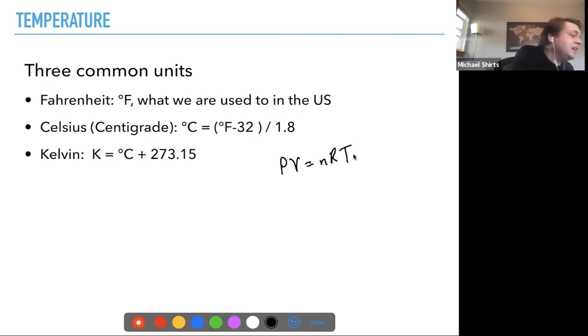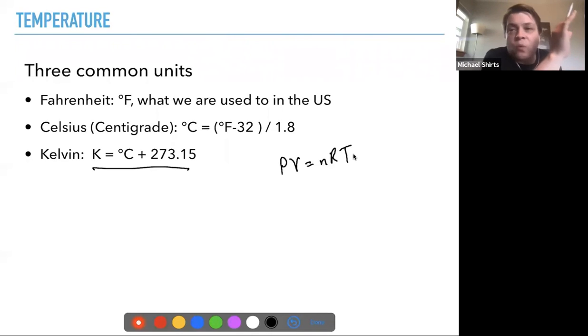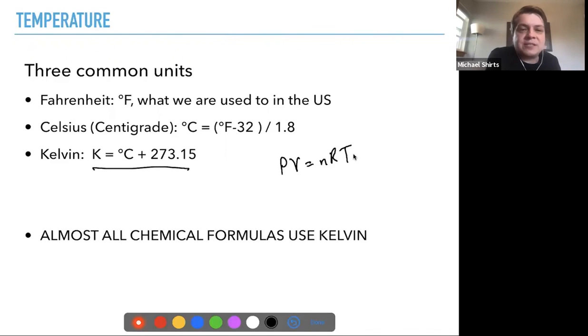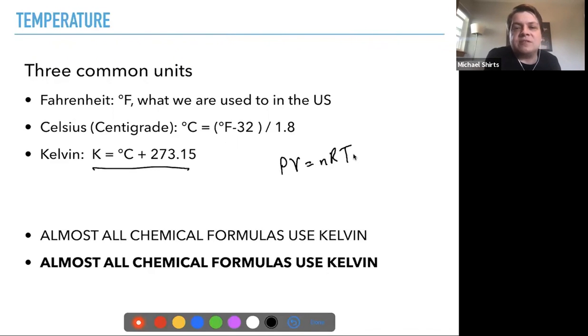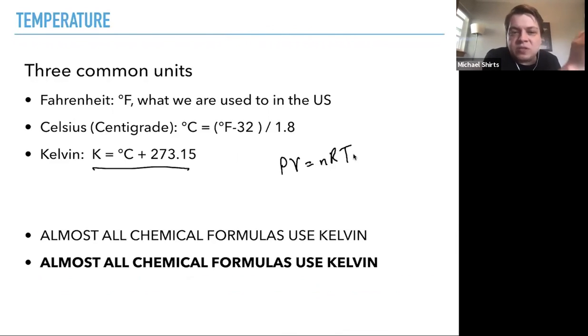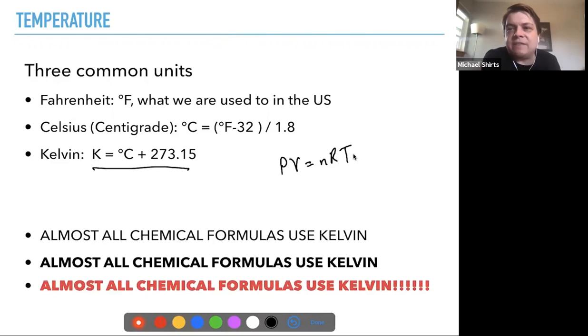The good thing is it's just a simple offset. So the one thing I'll repeat here that you should remember throughout the semester: almost all chemical formulas use Kelvin. So be very aware when you need to go back and forth between the two, and always remember what you should be using. That's it on those last two important bits on units.